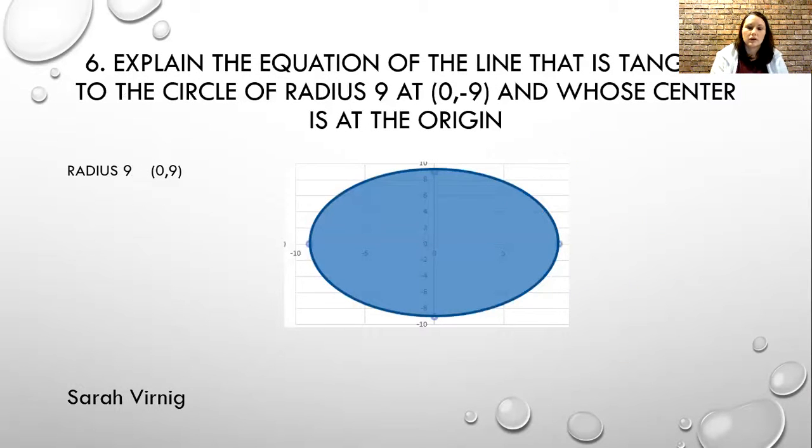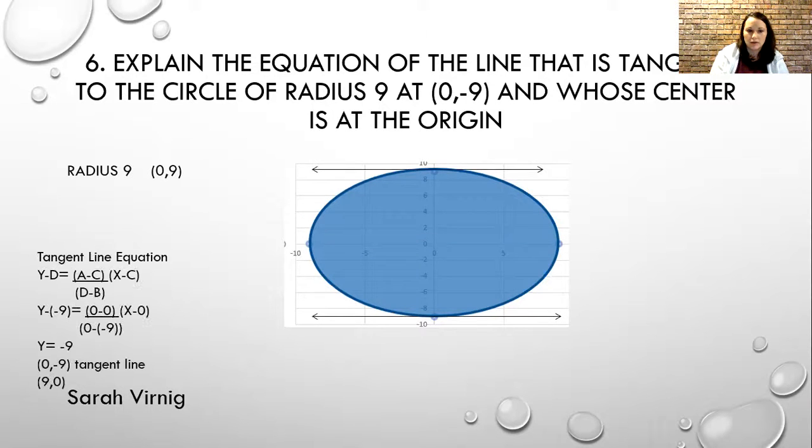And we're going to go to number 6 now, and it's the equation of a line that is tangent to the circle of radius 9 at (0, -9), and whose center is at the origin. So at first we need to remember that an origin is always going to be at the center, and we know the radius is 9, and one point is at (0, -9). So based on that, we can use what we know and substitute it into the tangent line equation.